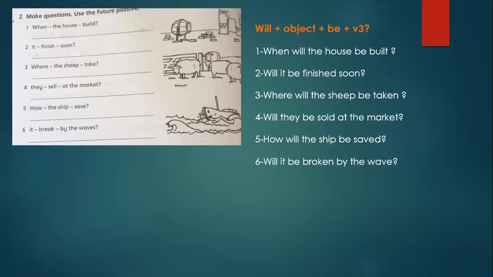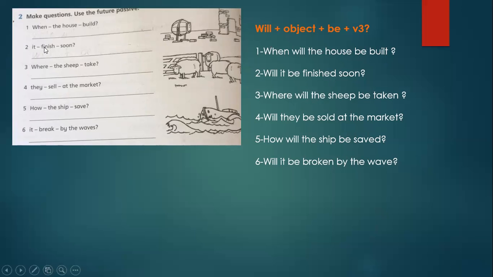Yes, the next question, make a question. This is the question form. We put will at the beginning of the question, then we put the object, be plus verb 3. They are already arranged, but we need to put will. Will be and verb 3. Here we put the question word first. I have when, the house built, we put when. Then we put will. So when, will, where is the object? The house is the object. When will the house be built? We change build to built.